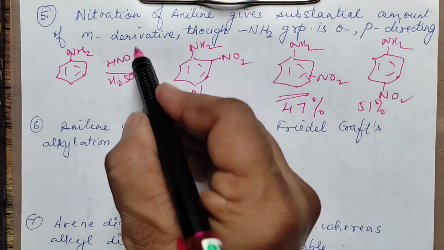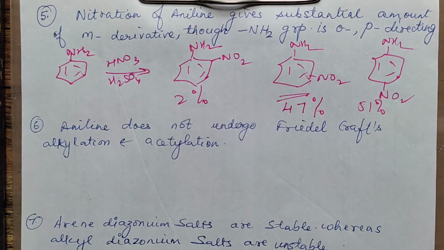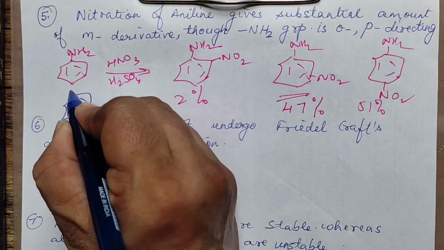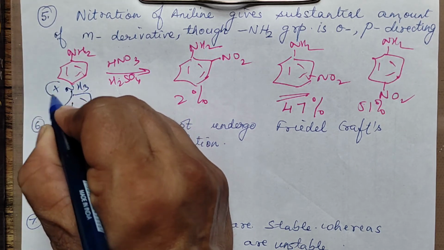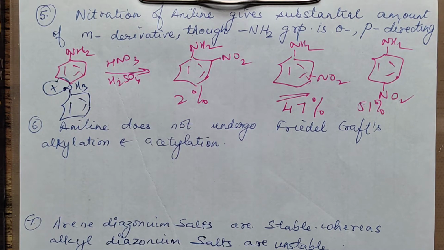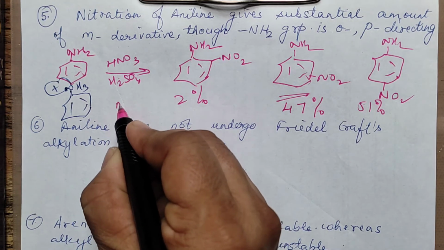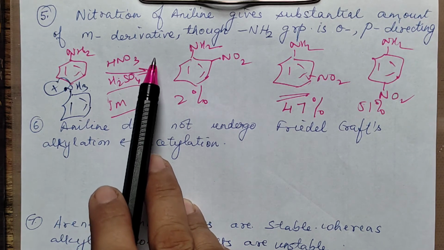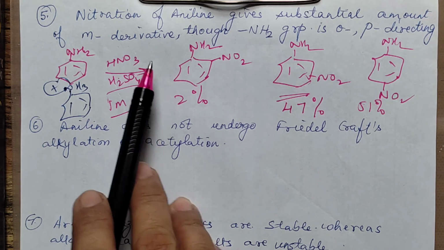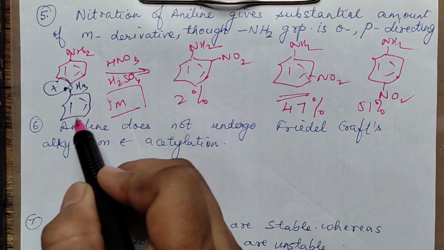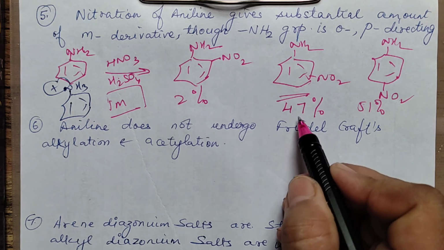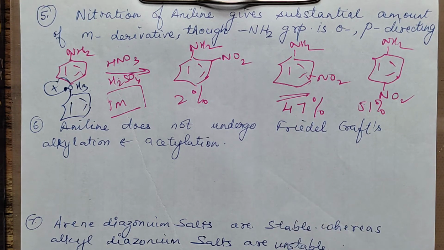Why is it so? Because when we are using this acid, the aniline will get protonated. So it will result in the formation of NH3 plus. That means the anilinium ion will form. And the anilinium ion is meta directing. That is what you have to write down. In this equation, we are using the nitration mixture, which will protonate the aniline and result in the formation of the anilinium ion. Due to the formation of the anilinium ion, it is forming the meta product also in good amount, because the anilinium ion is a meta directing group.